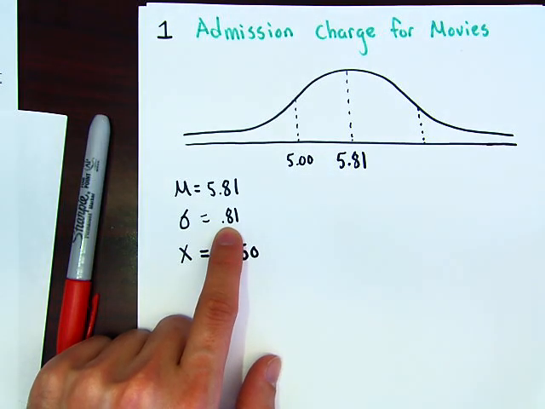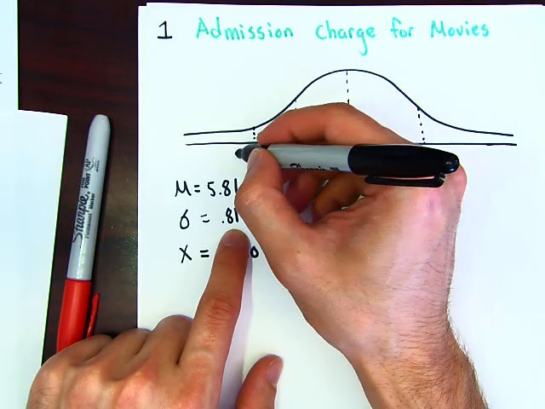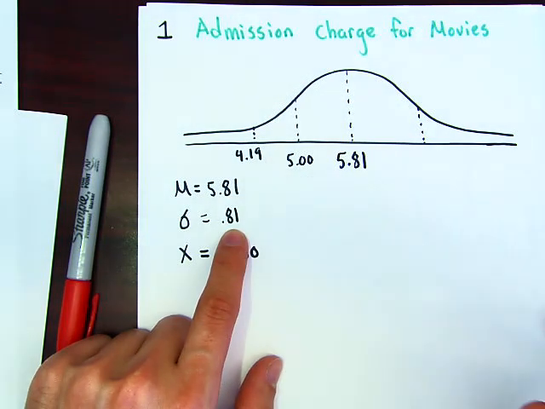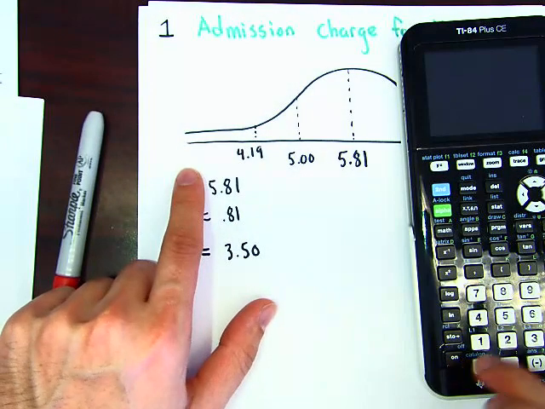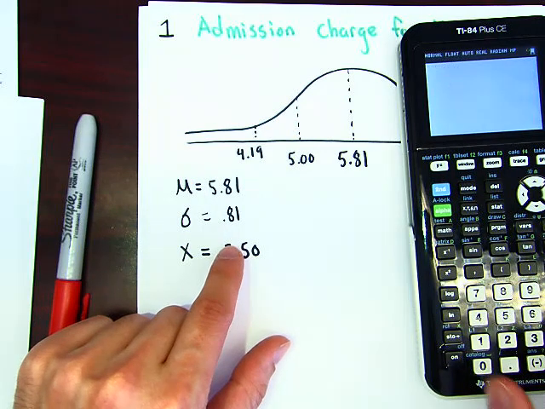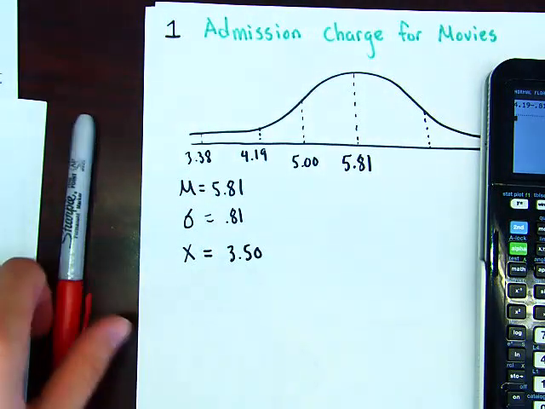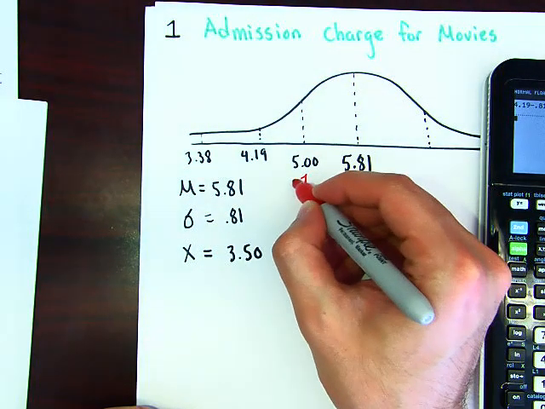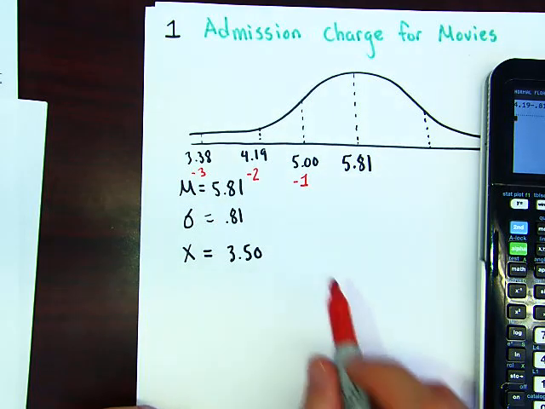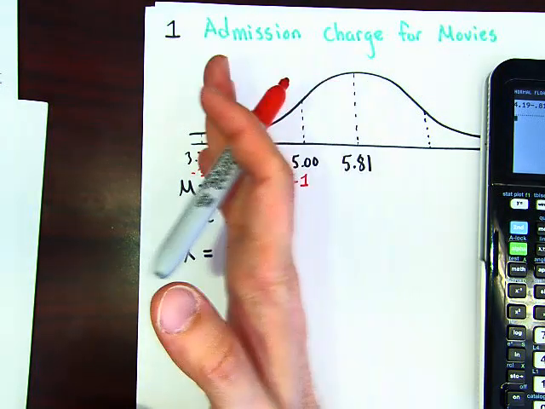Then what about the next one? What's $5 minus 81 cents? This will be $4.19, because you're doing 5 minus 0.81. Then what's the next one? If we have 4.19 minus 0.81, that equals 3.38. So notice that this is one standard deviation to the left, this is two standard deviations to the left, and this is three standard deviations to the left. But we want to know how far to the left this is. What's the area under this?